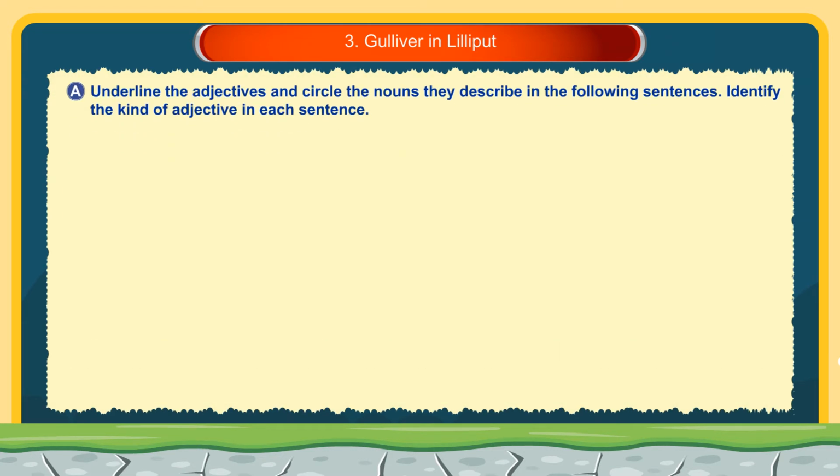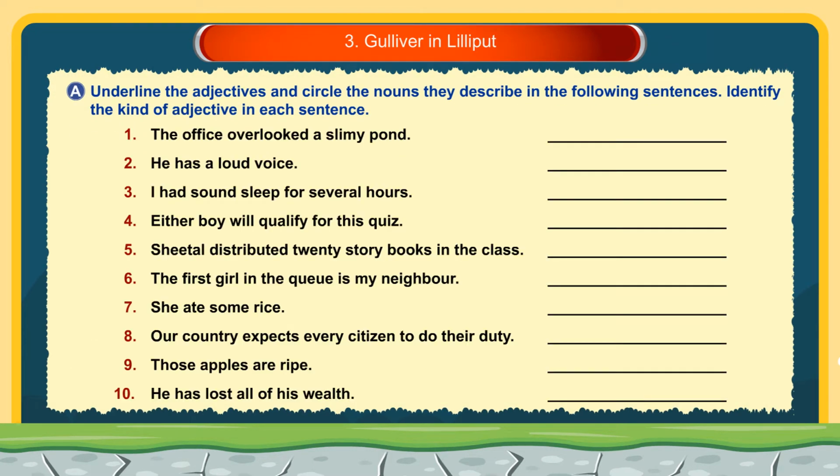A. Underline the adjectives and circle the nouns they describe in the following sentences. Identify the kind of adjectives in each sentence.